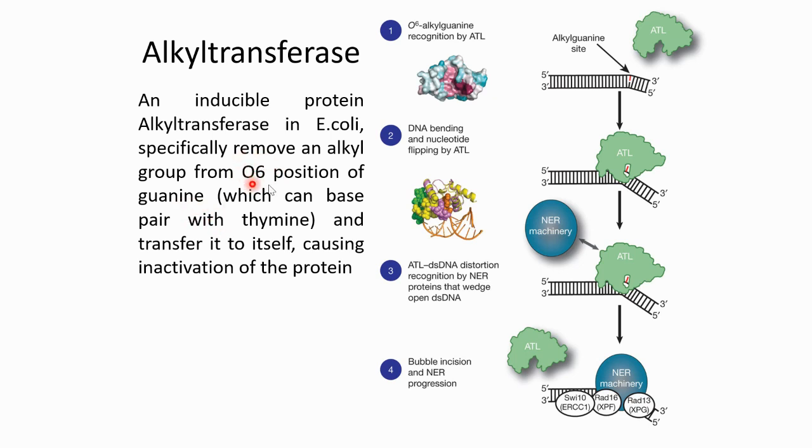The alkyl group from the O6 position of the guanine should be removed. So this enzyme, alkyltransferase, takes this alkyl group onto itself and removes the alkyl group from the guanine. But only one alkyl group can be taken by one enzyme from the O6 position, and thereby it inactivates the enzyme itself. So each enzyme is required to remove each alkyl group from this guanine. So this is how the alkyltransferase repair mechanism works.